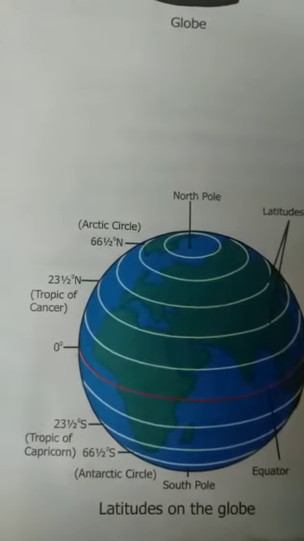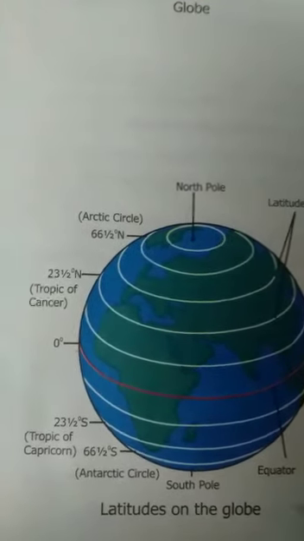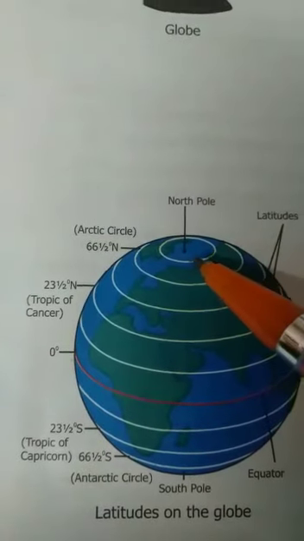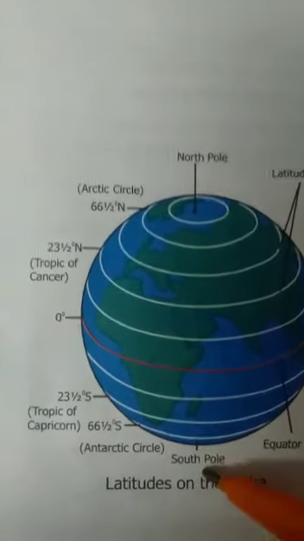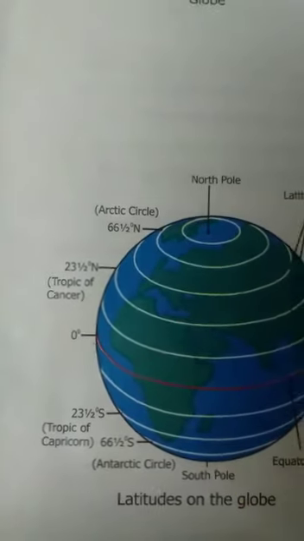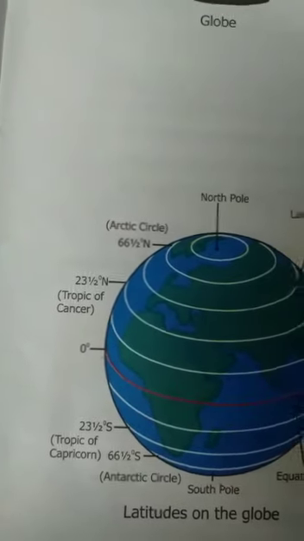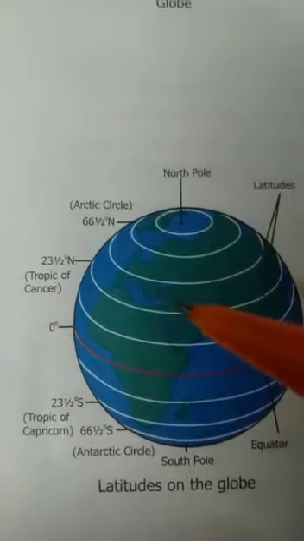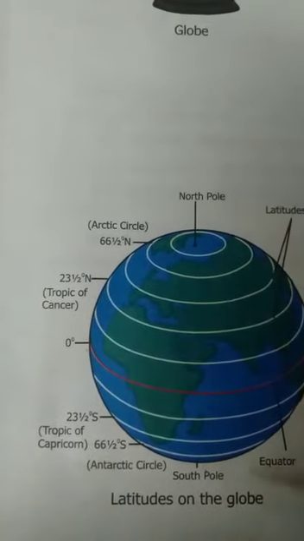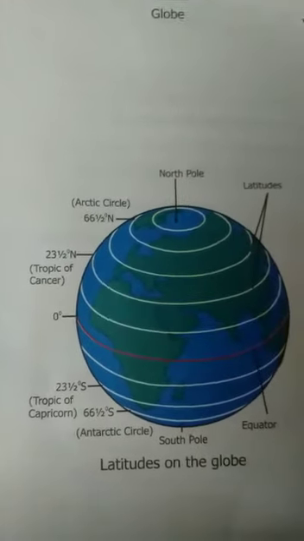All lines are measured in degrees. The north pole is at 90 degree north and the south pole is at 90 degree south. This means that North Pole is above the equator and South Pole is below the equator.